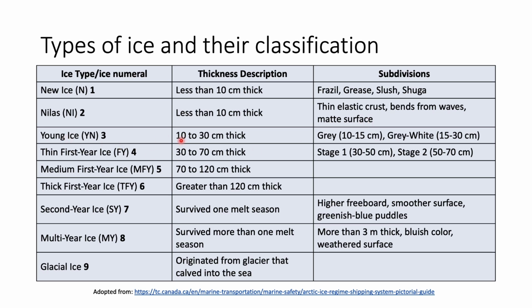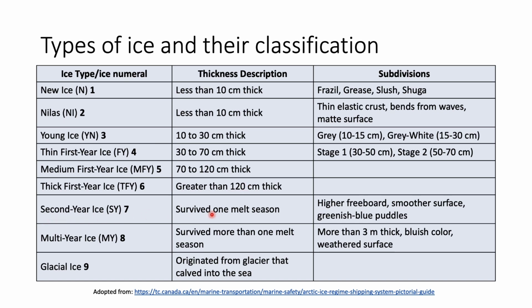The young ice is basically 10 to 30 centimeter thickness. They have grey ice and grey white. The thin first year ice is 30 to 70 centimeter thickness. They have stage 1 and stage 2. The medium first year ice is 70 to 120 centimeter thickness. The thick first year ice is greater than 120 centimeter thickness.